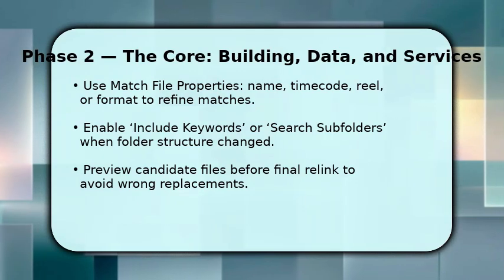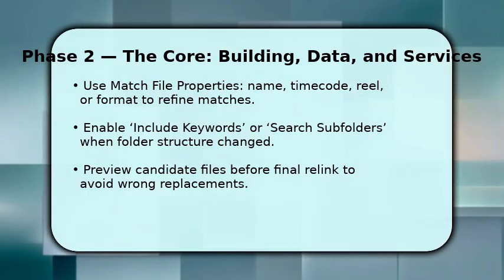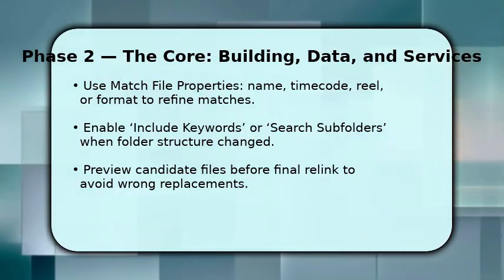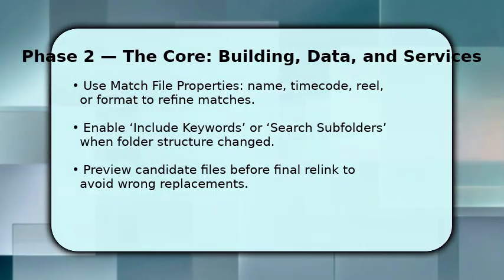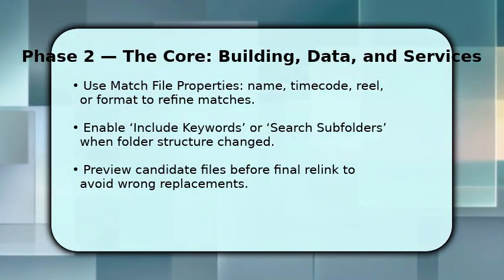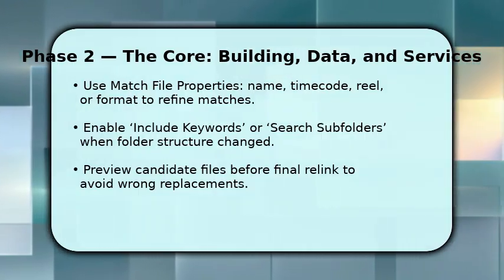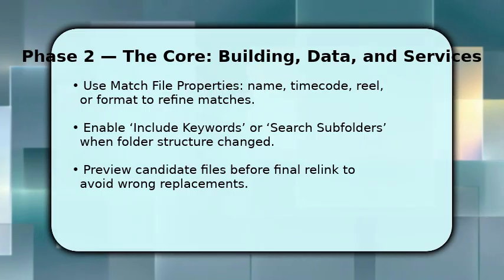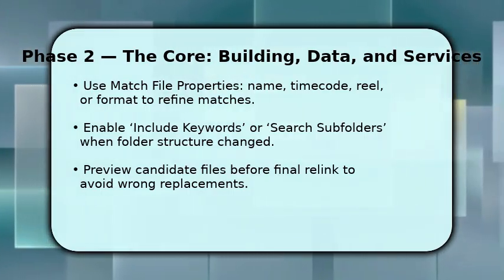Once Relink Files opens, focus on criteria, you control precision. Select matching options like file name, timecode, reel, or format so Final Cut compares the correct metadata. This prevents mismatches. Make sure to enable search subfolders when media moved into nested folders, and include proxies or optimized media if needed. You can preview each candidate in the dialog.